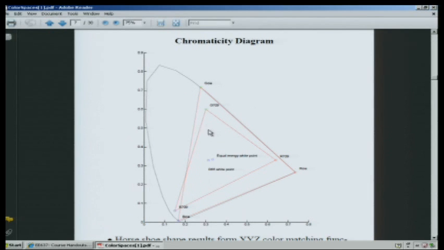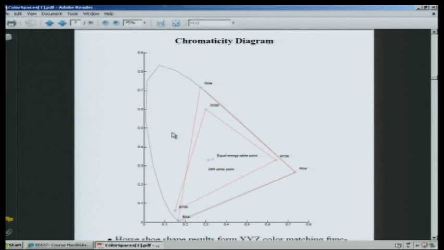Now, the question is, what does it mean to be either inside of this triangle or outside? Inside the triangle, it means that's a color that we can produce through a combination of these three primaries. So if you have a display device that's emissive and it has three primaries that can be modulated in their intensity, then these would be the range of colors that could be produced by linear combinations of those three primaries.